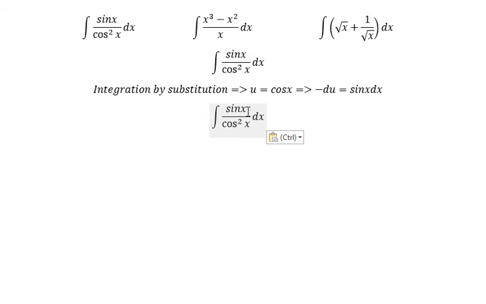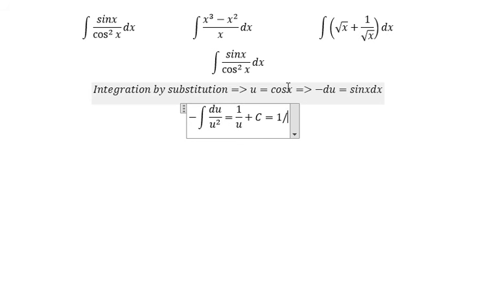Sine x dx, we change for du. Cosine x squared, we change for u. And we put the negative in here. And we get the final answer, that is negative 1 over u plus c. And u, we need to change back to cosine x.